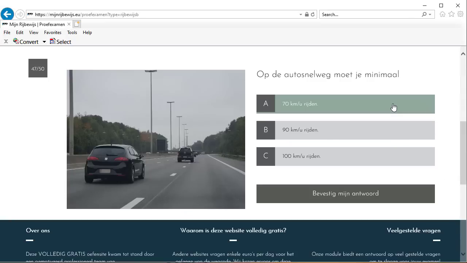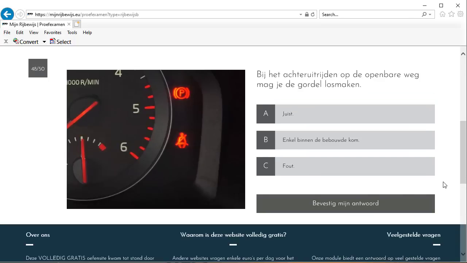When you are reversing the car on a road, you are allowed to remove your seat belt. Option A is yes. Option B, only within a built-up area. Option C is no. I think one of the conditions when you don't have to wear a seat belt is when you are reversing. So this one is right.